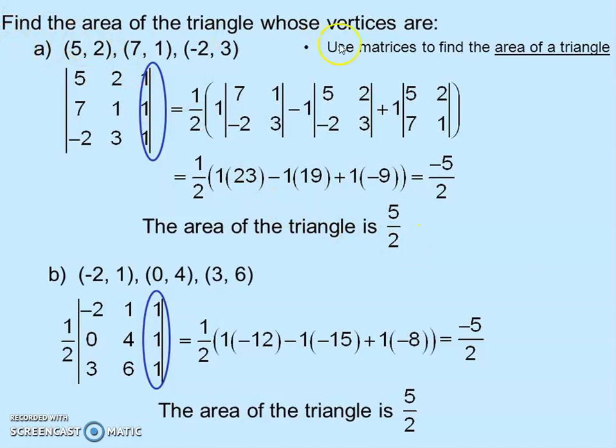Now I solve these examples in another pattern. What trick should we apply? Let us try. Find the area of triangle whose vertices are 5, 2, 7, 1, minus 2, 3. 5, 2, 1, 7, 1, 1, minus 2, 3, 1. So we should put the values in this example, 1 upon 2 fixed. I take 1, 1, 1 as the coefficient. So what should I take? I skip the rows. How? Let us try. First row, 1 is available here. So that's why we have to skip this row and this column.